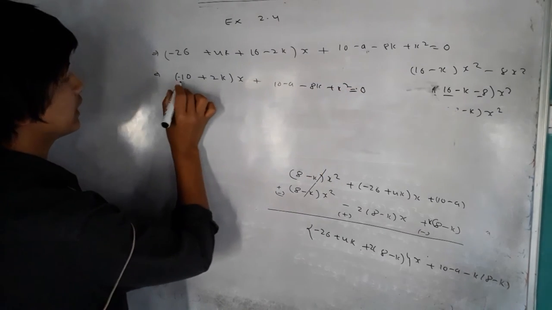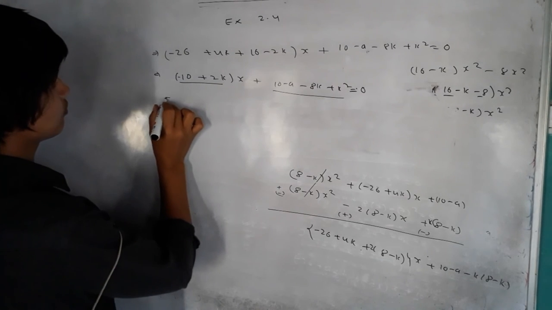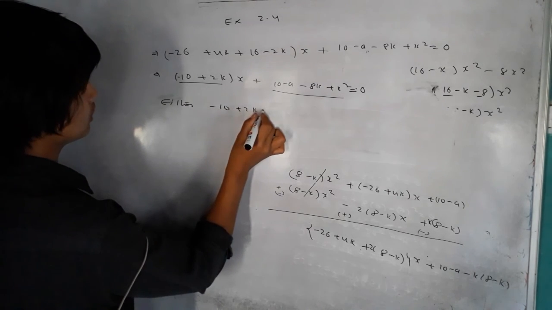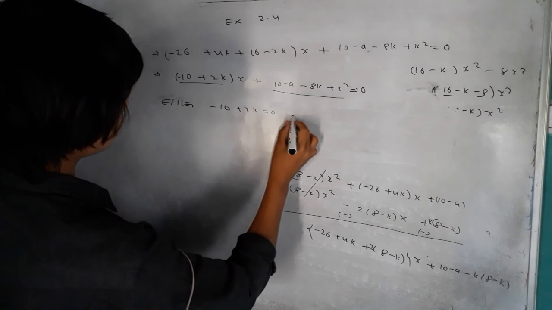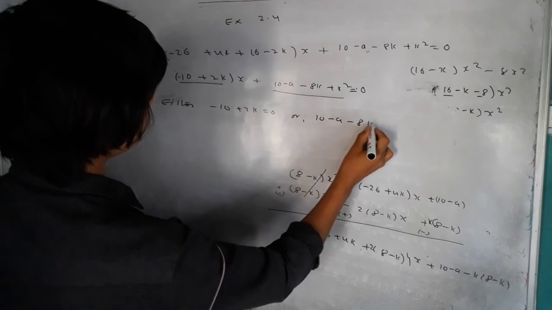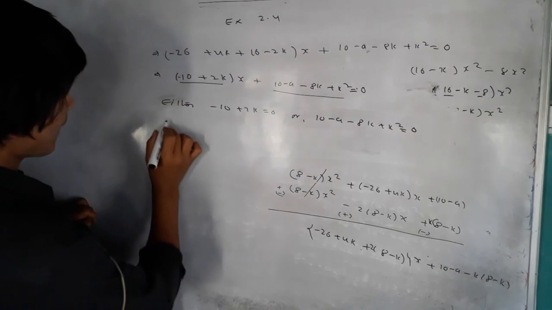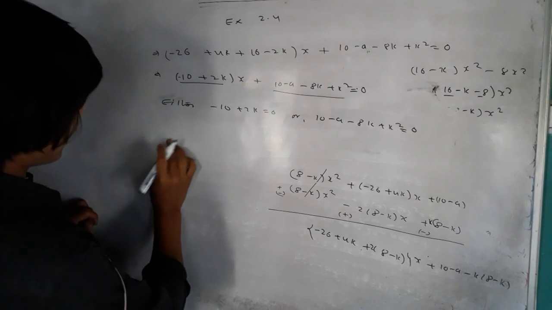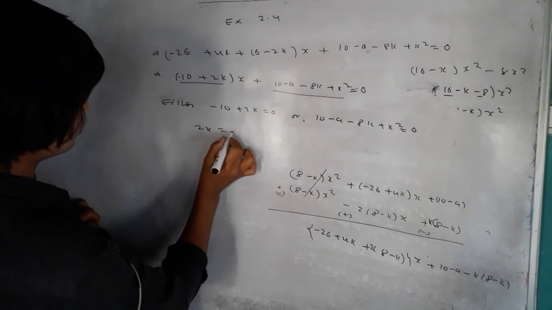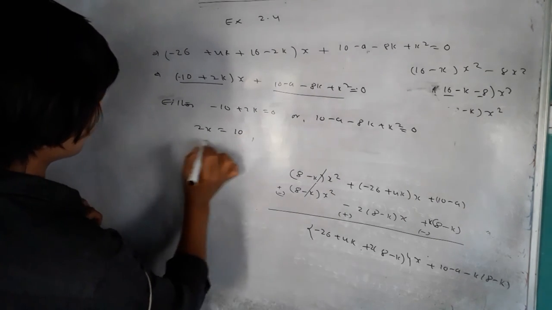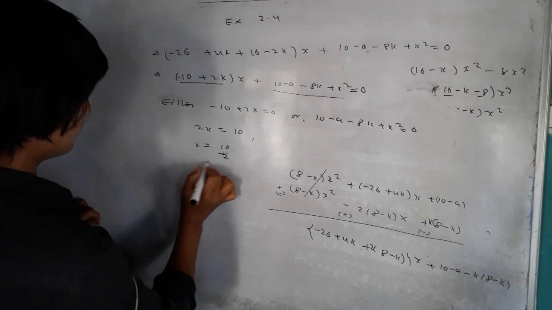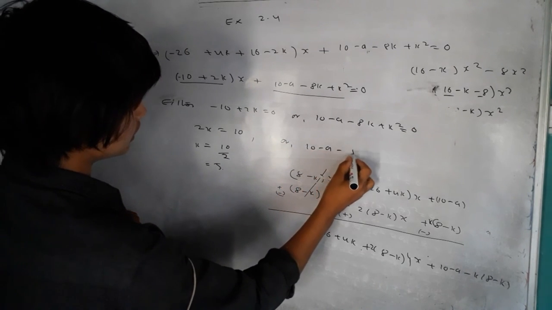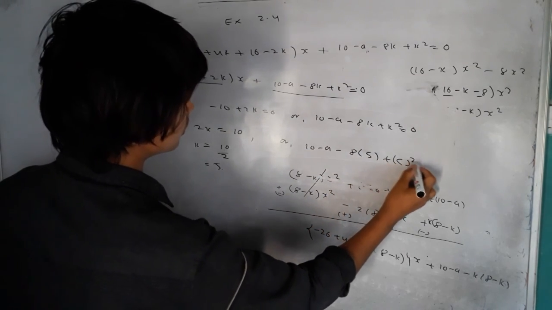In order to be 0, either this must be 0 or this must be 0. Either minus 10 plus 2k equals 0, or 10 minus a minus 8k plus k square equals 0. So 2k equals 10, k equals 10 by 2, which is 5. K is 5. Or 10 minus a minus 8 into 5 plus 5 square equals 0.